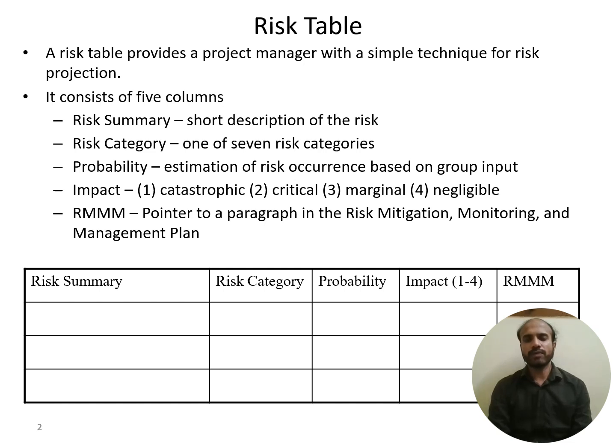It consists of five columns: risk summary, that is a short description about the risk; category, one of seven risk categories; probability, an estimation of the risk occurrence based on group input; and impact. There are various impacts, that is, one risk can be catastrophic or critical or marginal or negligible. RMM is pointed to a paragraph in the risk mitigation, monitoring and management plan. So RMM stands for risk mitigation, monitoring and management.